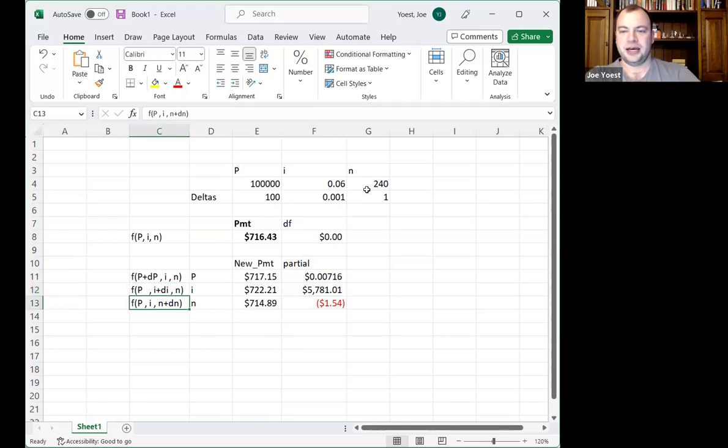And then for N, if I add one payment period, how does that change the payment? Drops it from $716.43 down to $714.89. And that's a change of minus $1.54. So that's where that negative 1.54 roughly comes from.